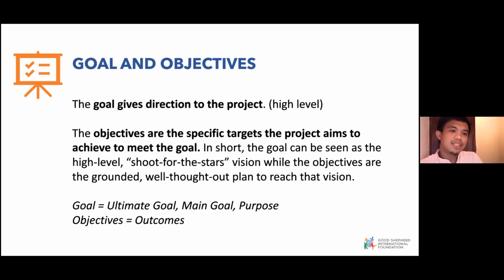Now, let's go to the goals and objectives. As it is very simply put, the goal gives the direction to the project. And usually it is a high level statement. Say, for example, if the project is about operating shelters and community-based programs all together under one project, the goal statement should not be specific to running the shelters, but to the overall, like on a national level or a broader level of achievement that we would like to achieve.